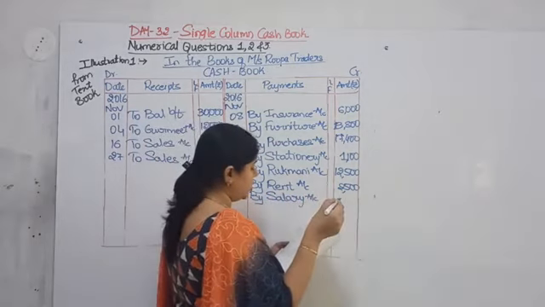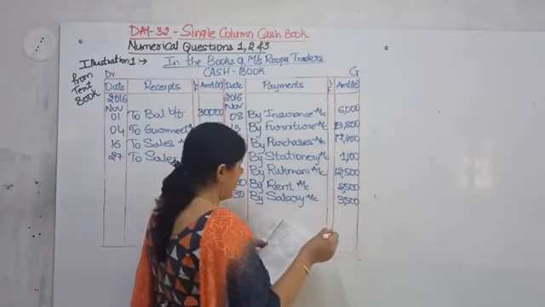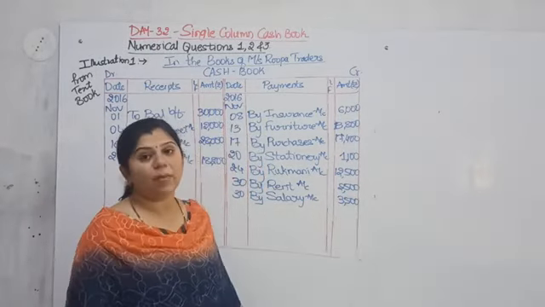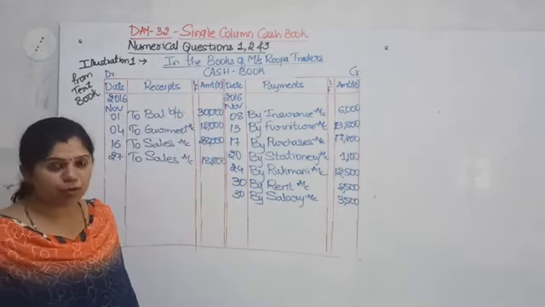How much is the amount? Amount is equal to rupees 3,500. And finally, deposited into bank. What is deposited into bank? Cash is deposited into bank.